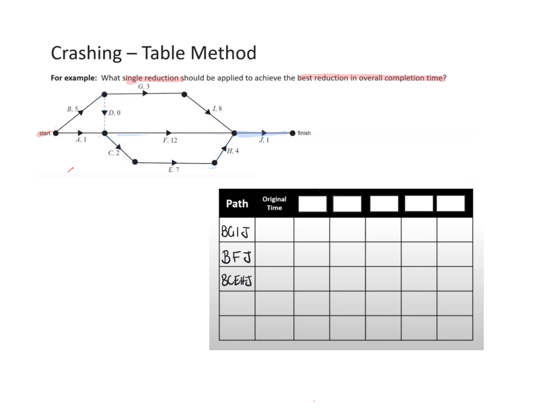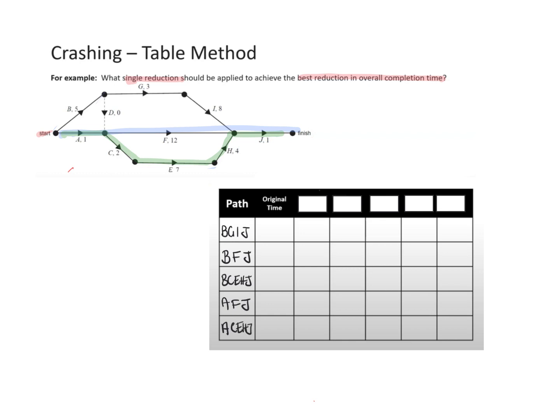So I will now use A and give it a go. A, I could go straight across. So there's one option: A, F and J. And then my other option could be A, C, E, H and J. So I pop that one in, A, C, E, H and J.